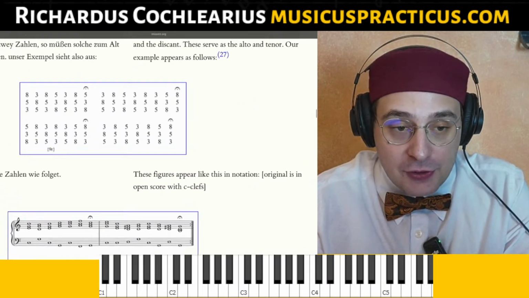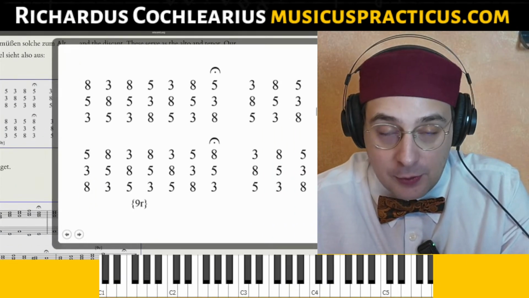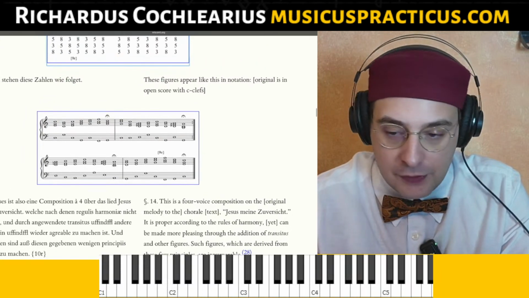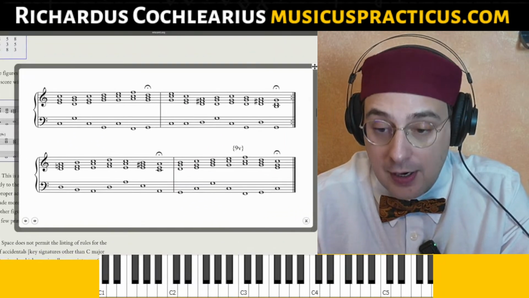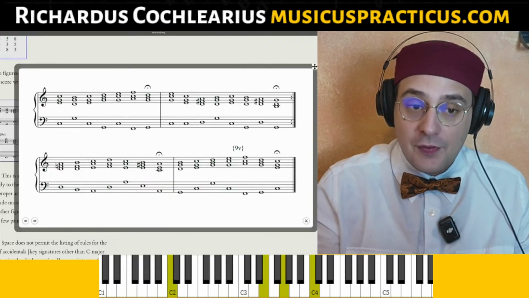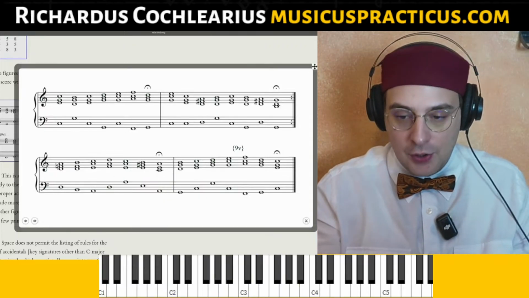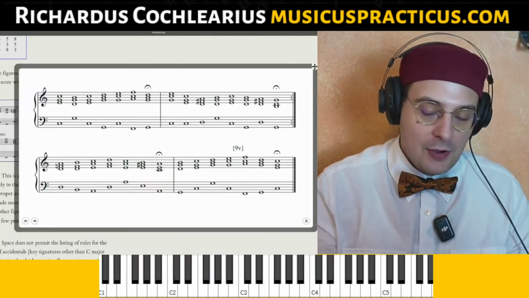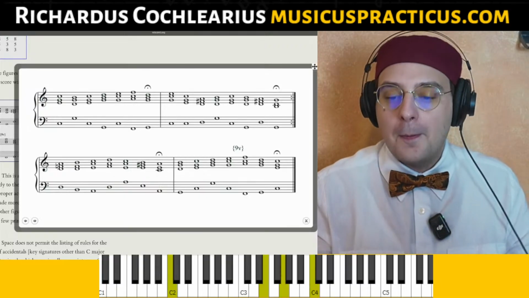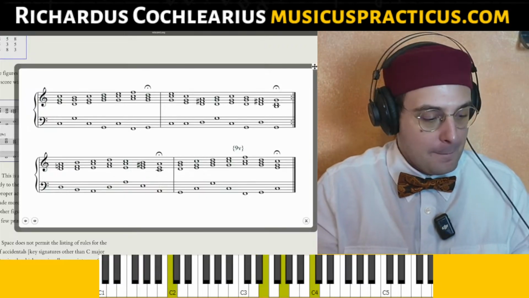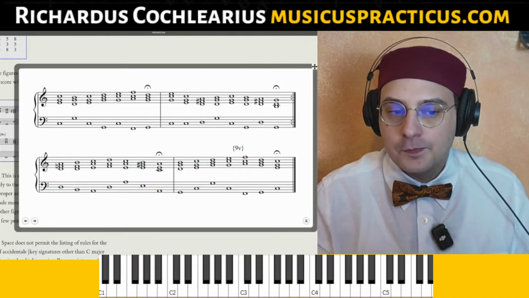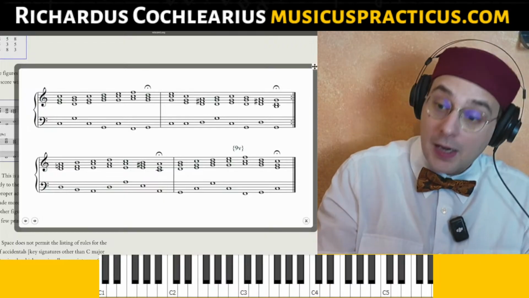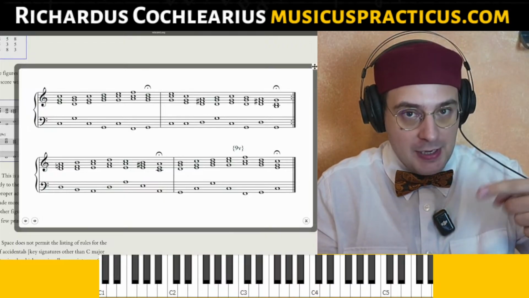And so if we translate this table, which is written with numbers, the intervals over the bass, into notes, we get this harmonization. Let's play it. 3, 5, 8, 5, 8, 3, 3, 5, 8, 8, 3, 5, that way, but now let's play it without talking so much. F sharp, because now we are in G major, if you remember.